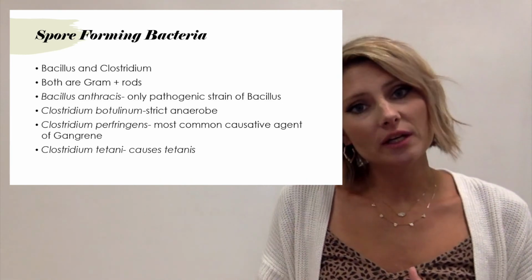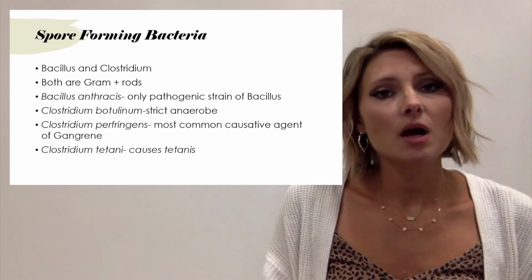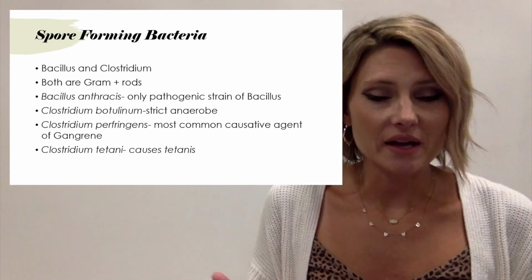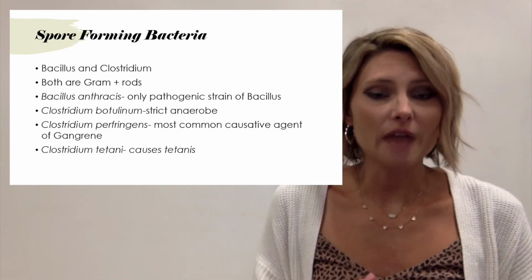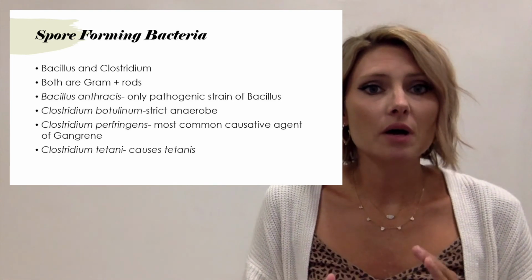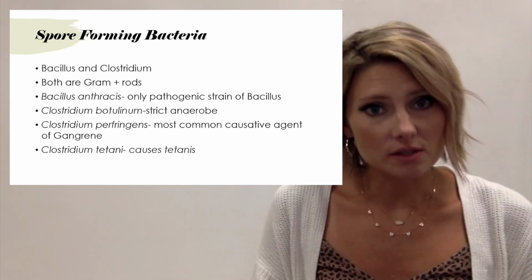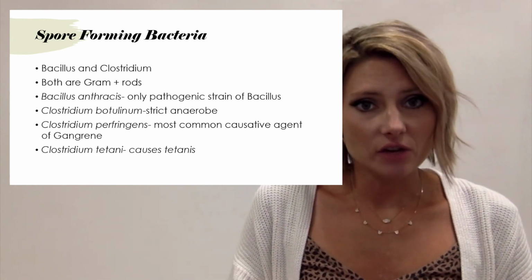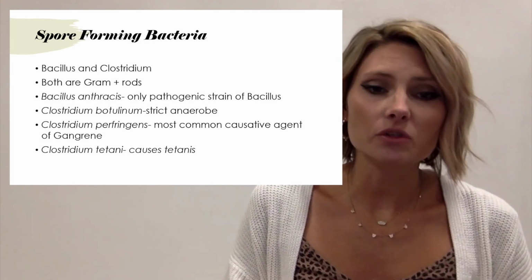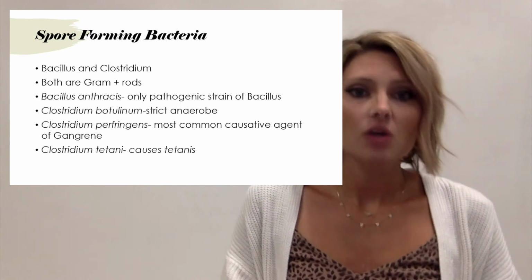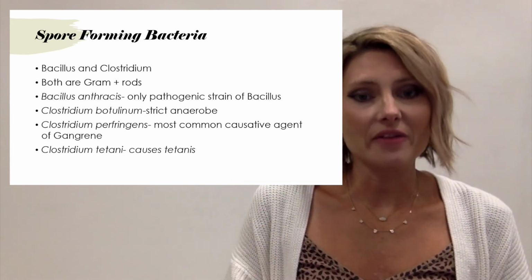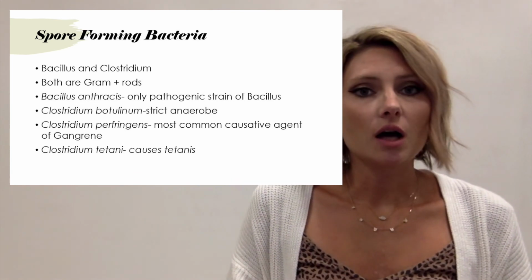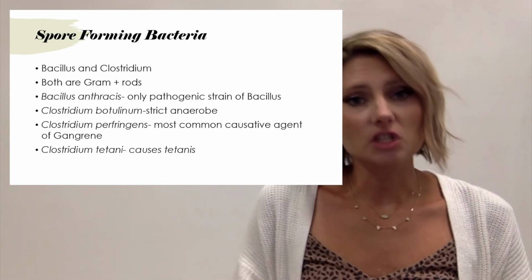And then we have Clostridium, and a lot of those are pathogenic bacteria. The three that are mentioned in your lab manual are Clostridium botulinum, which causes botulism, Clostridium perfringens, which is the main bacteria that causes gangrene, and then Clostridium tetani, which is the bacteria that causes tetanus. So those are the three main pathogenic strains of Clostridium.